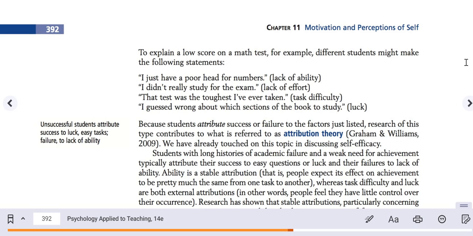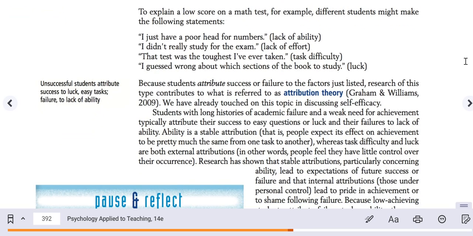Students with long histories of academic failure and a weak need for achievement typically attribute their success to easy questions or luck, and their failures to lack of ability. Ability is a stable attribution. That is, people expect its effect on achievement to be pretty much the same from one task to another, whereas task difficulty and luck are both external attributions. In other words, people feel they have little control over their occurrence.